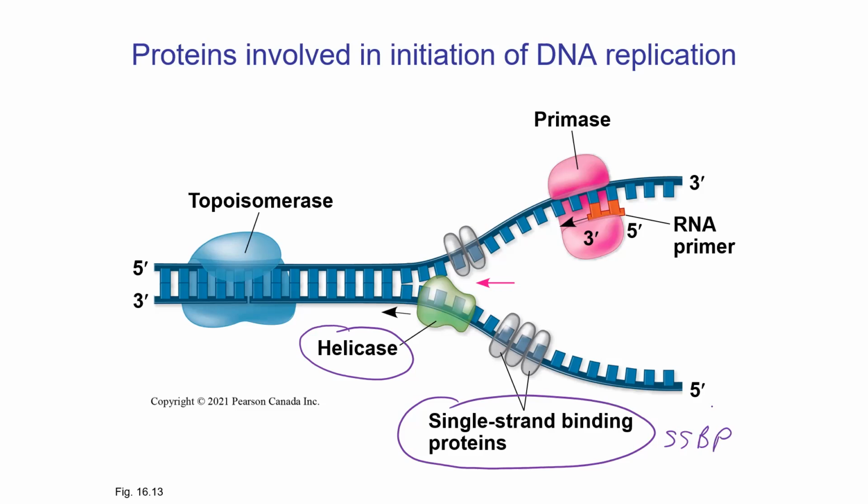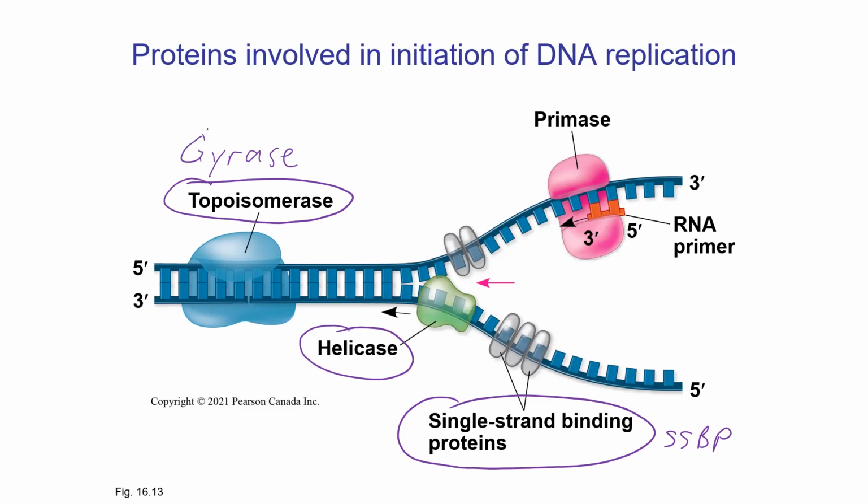And they basically hold it so that it doesn't reform the double helix, holds it in a single-stranded formation. So the other helper that you can see there is this one here, topoisomerase. Sometimes it's also called gyrase. There are a few different versions of this one here. And this enzyme is an untangler.